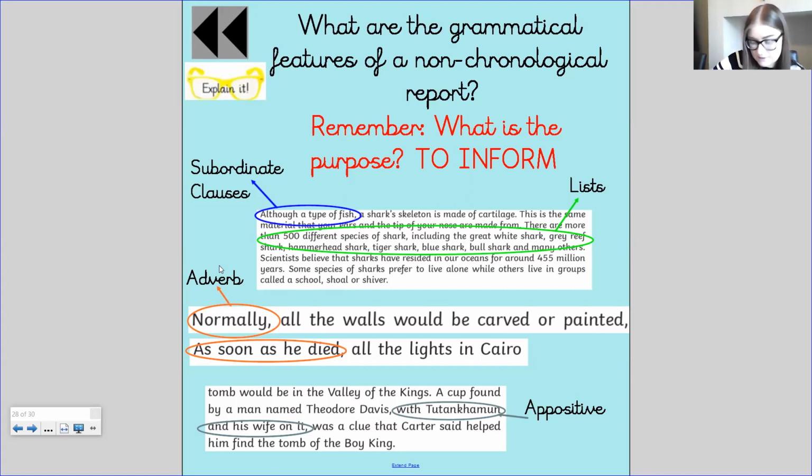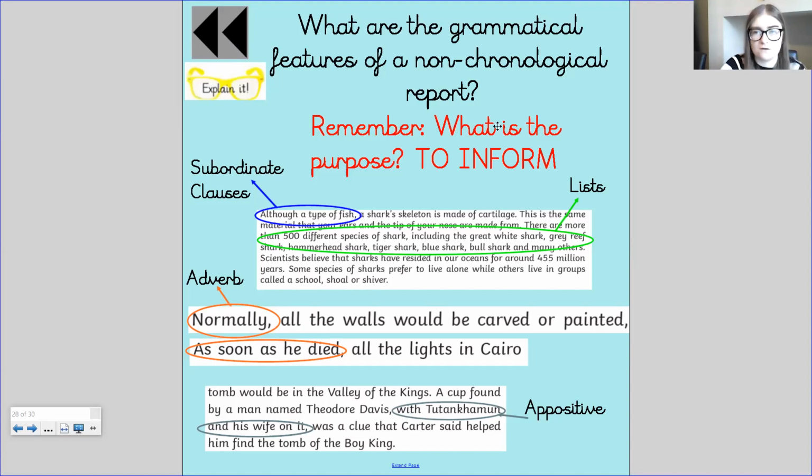And we're also going to need, I'm making a note of this as well, appositives, because they give you that extra information. So here, a cup found by a man named Theodore Davis with Tutankhamun and his wife on it was a clue that he helped them find the boy king. Okay, so there, the appositive is with Tutankhamun and his wife on it. It's extra information about this cup that was found.